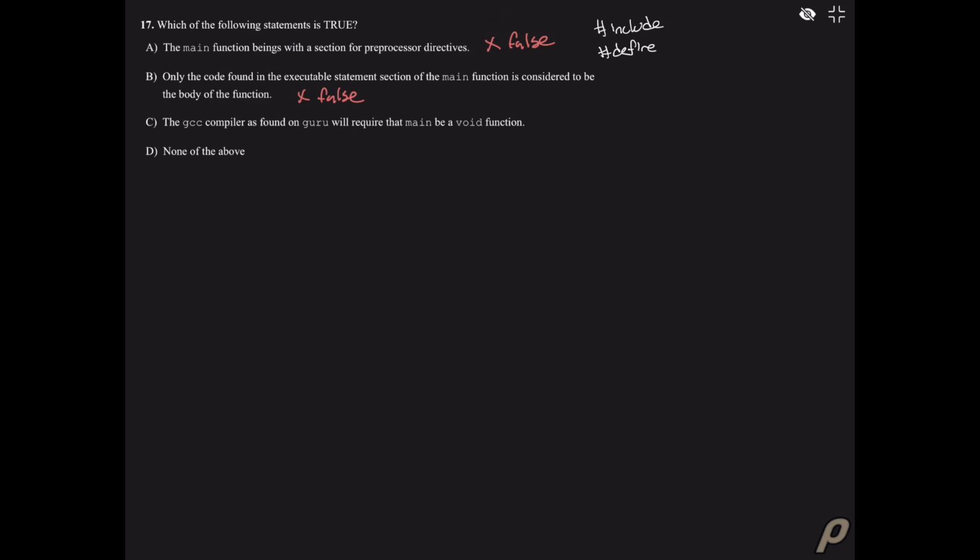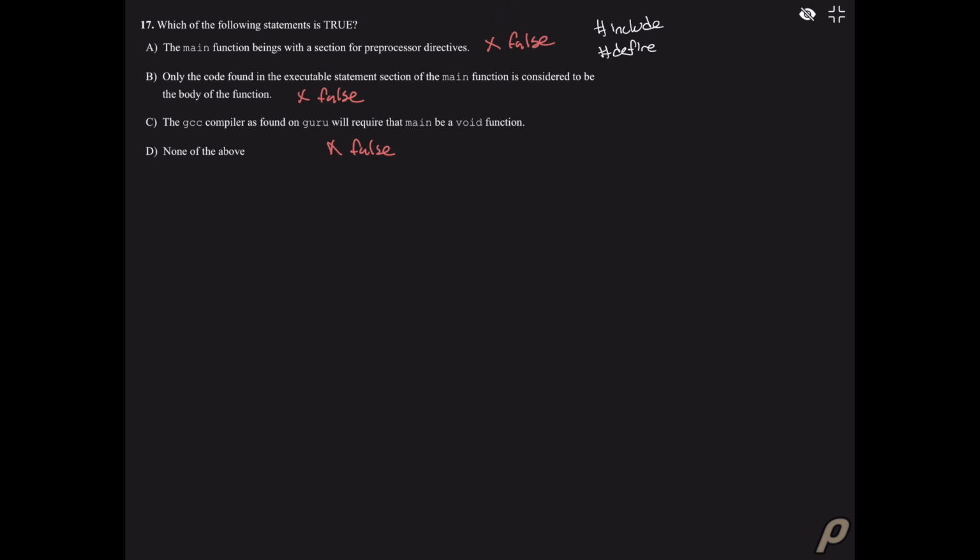Obviously, if you're going to execute statements, you need to be able to initialize variables, and all of that occurs within the main, or within the body of the function itself. And then C, as the GCC compiler, as found on Guru, will require that main be a void function. And if you actually just take a look at C code, you'll see that this is false. And why is this false? Well, main is actually going to be an integer function.